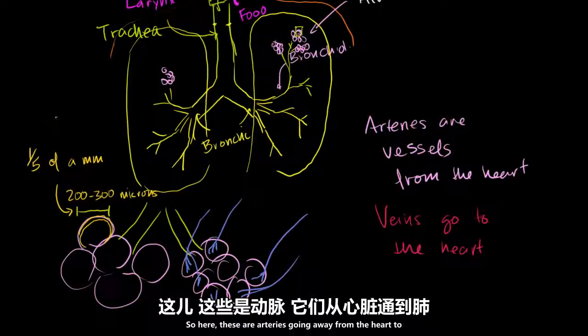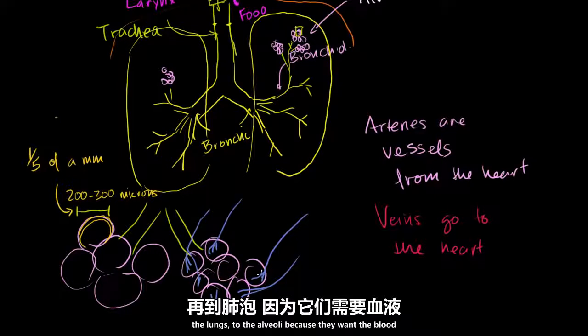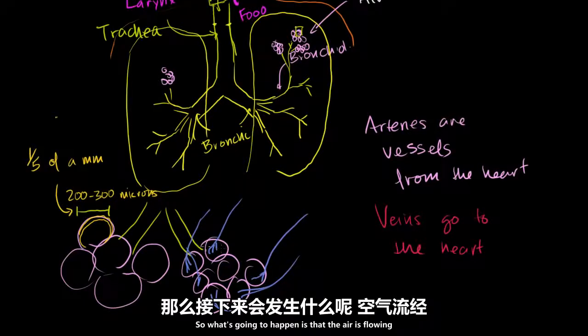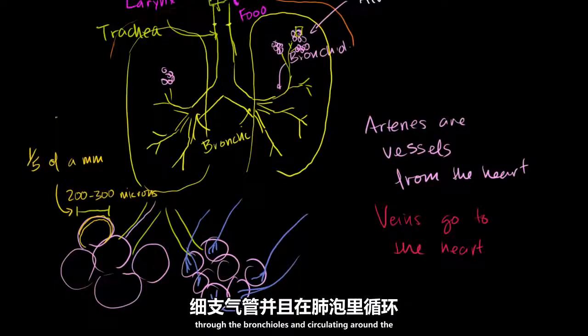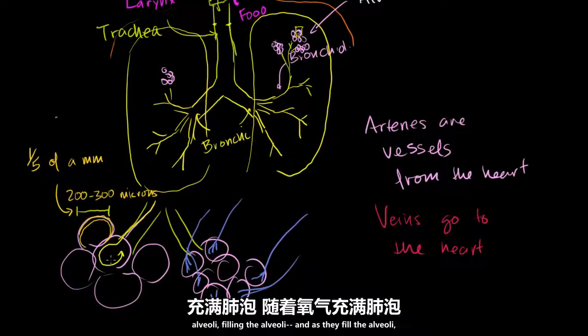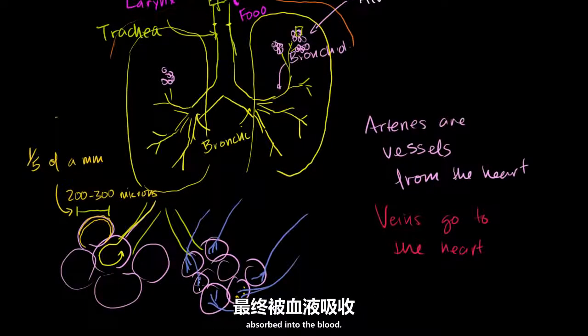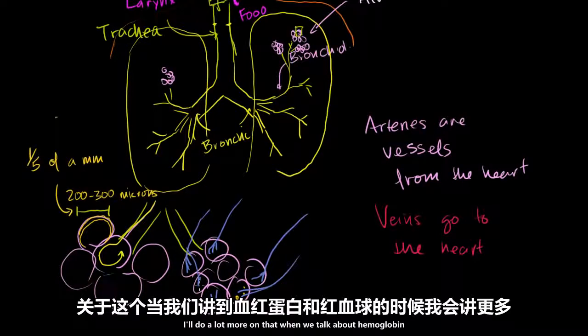So here, these are arteries going away from the heart to the lungs, to the alveoli, because they want the blood that's traveling in them to get oxygen. So what's going to happen is that the oxygen is flowing through the bronchioles and circulating around the alveoli, filling the alveoli. And as they fill the alveoli, the little molecules of oxygen are allowed to cross the membrane of the alveoli and essentially be absorbed into the blood. And I'll do a lot more on that when we talk about hemoglobin and red blood cells.